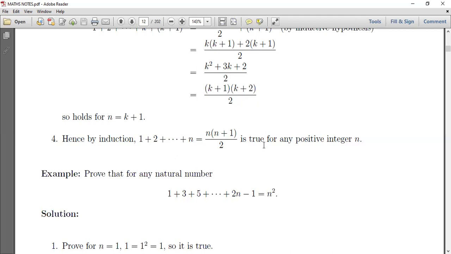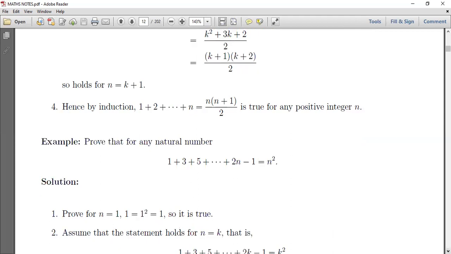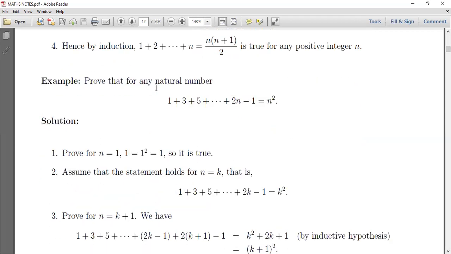Therefore, it is true for any natural number. Another example is to prove that for any natural number, 1 plus 3 plus 5, so you can see here we are adding odd numbers, plus 2n minus 1 is equal to n squared.